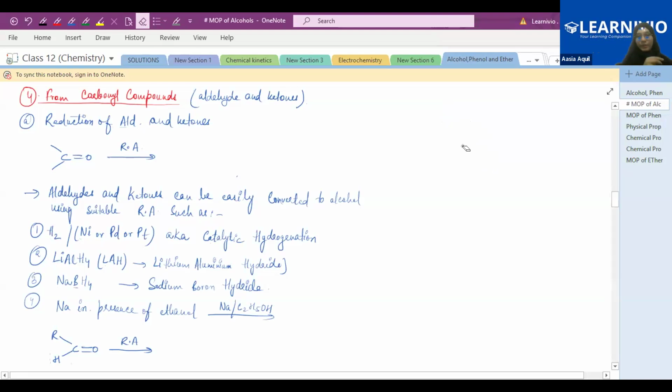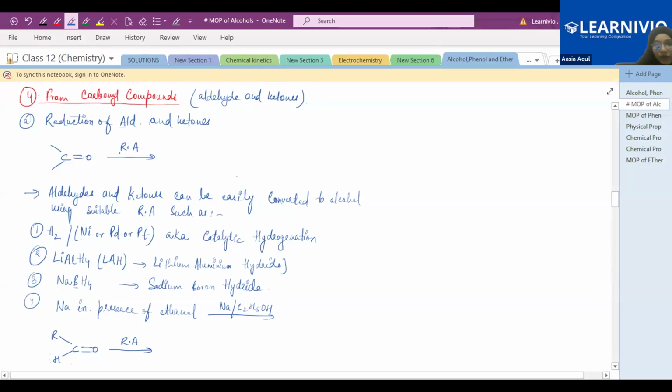So how can we prepare the corresponding alcohol from aldehydes and ketones? Okay, so this reaction is all about that. The first method is by the reduction of aldehydes and ketones. When you reduce the aldehydes and ketones, you will get alcohol. And you know very well what reduction is. Reduction is the addition of hydrogen or the removal of oxygen. That's the reduction, right? So see, this is a ketone, with a C=O group.